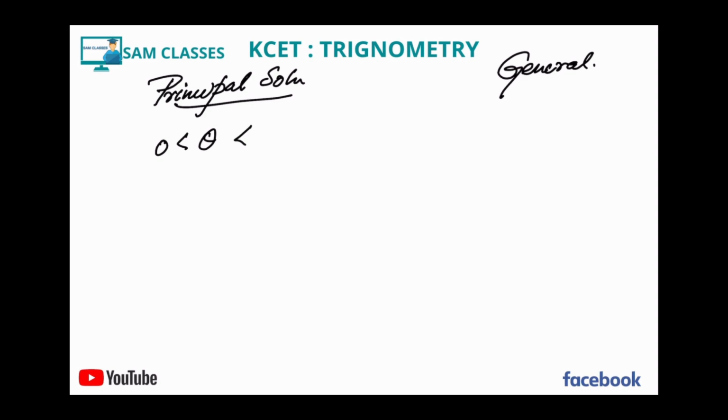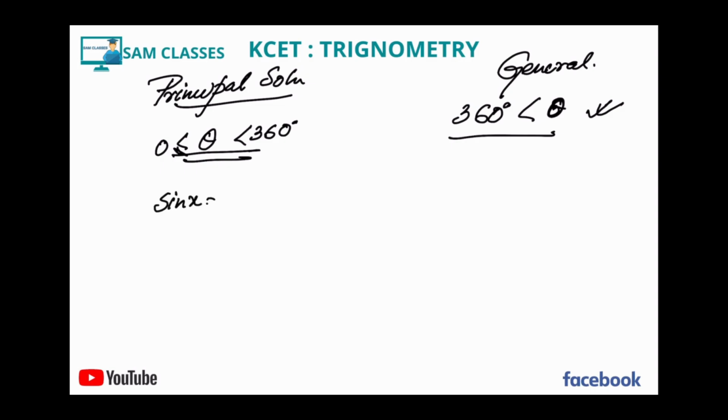Now, what is a principal solution? You'll be asking, students. Any solution which lies from 0 degree to 360 degree is known as a principal solution. And any solution which is beyond 360 degree becomes a general solution. Clear, everyone?